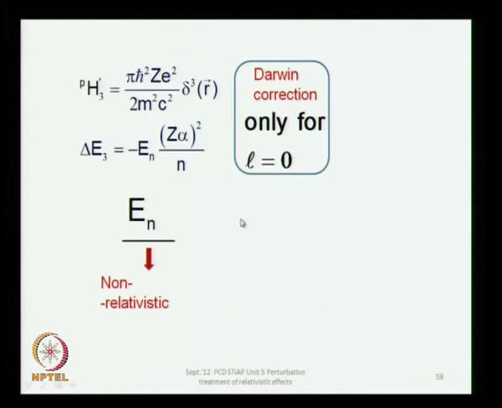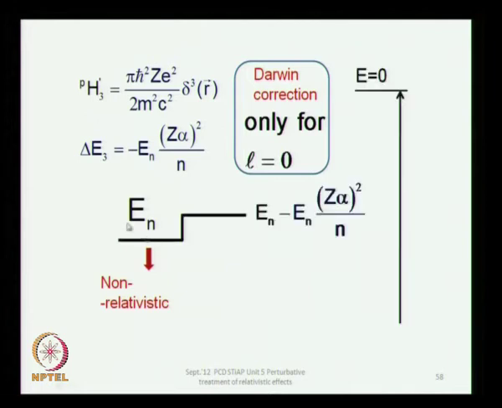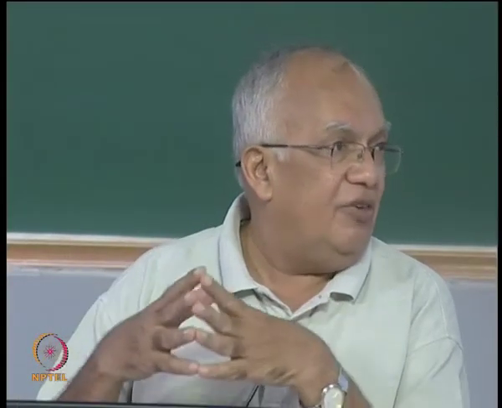And then you have the Darwin correction, which is important only for L equal to 0. This correction will make it less negative, because it goes as minus E_n (Z alpha) square over n, and E_n is intrinsically negative. So this will make it slightly less negative, and now what you have to do is put all three together and see what the net result is.